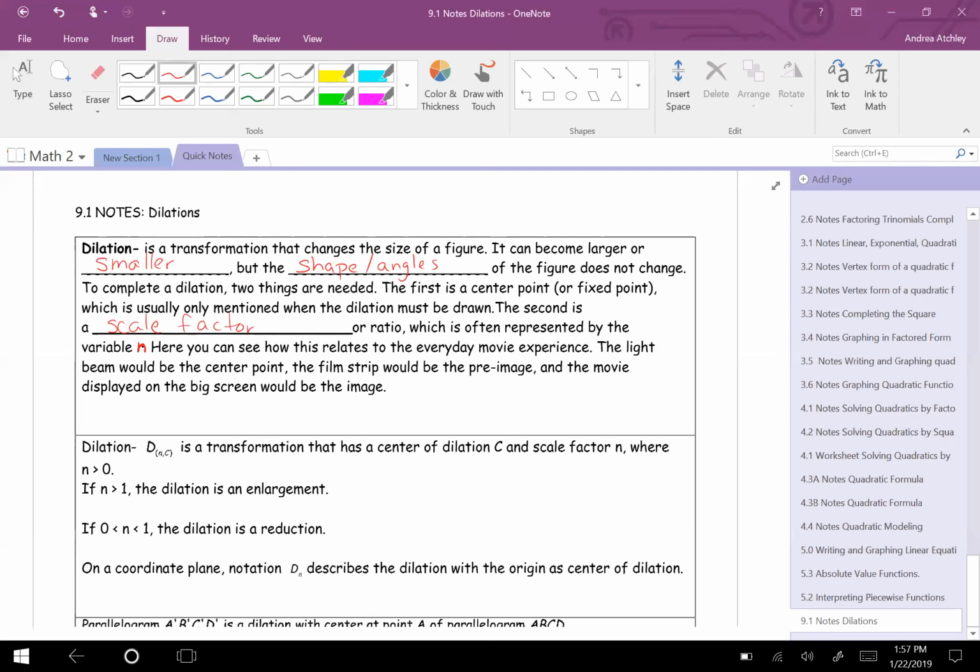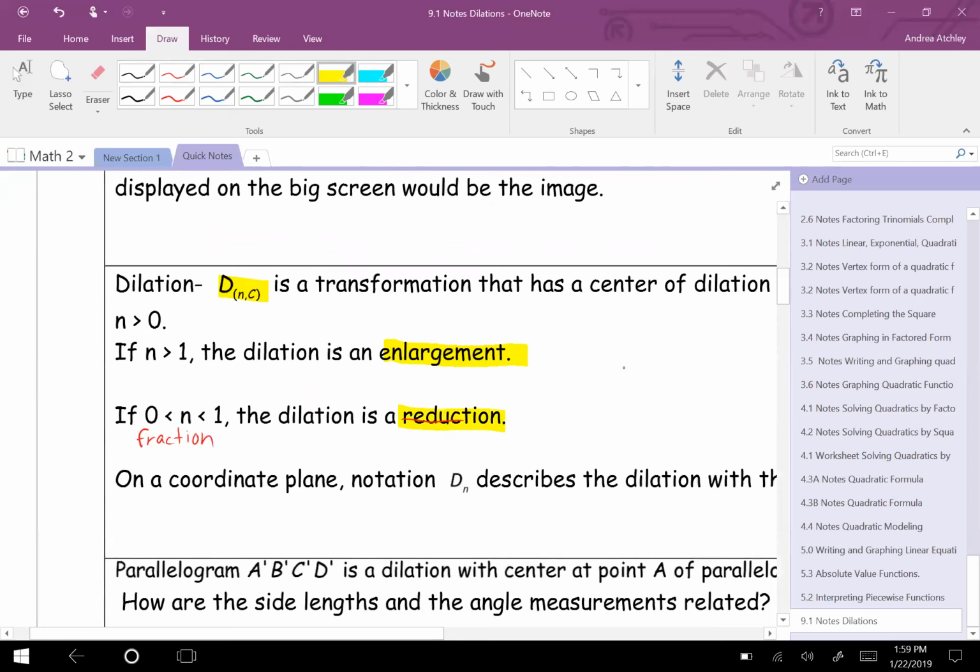Okay, dilation, scale factor of N, about center C, is a transformation with a center of dilation and a scale factor N, where N is greater than 0. If N is greater than 1, if it's 2, if it's 3, then you're enlarging. It's an enlargement. If N is between 0 and 1, it's a fraction, like one third, then the dilation is a reduction. You're making it smaller. Any questions over that?